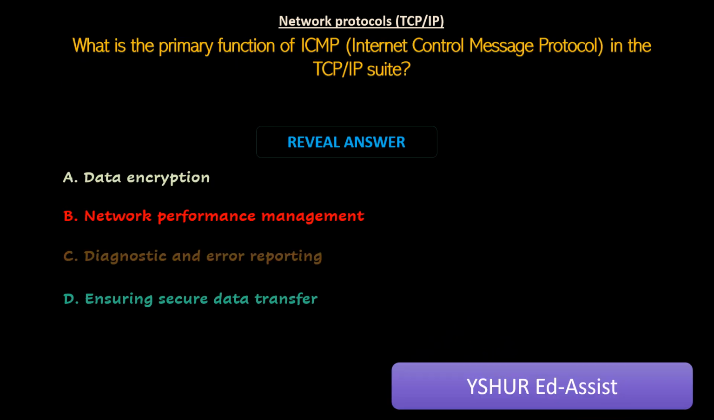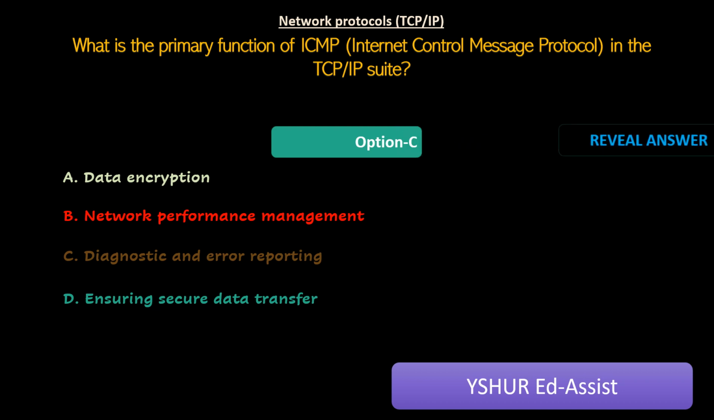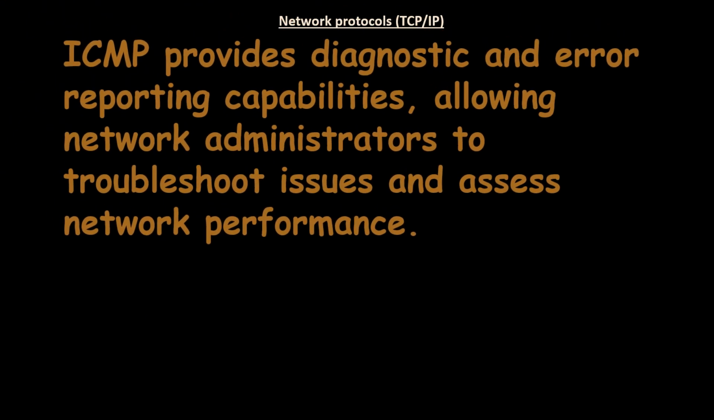What is the primary function of ICMP, Internet Control Message Protocol, in the TCP/IP suite? A. Data encryption. B. Network performance management. C. Diagnostic and error reporting. D. Ensuring secure data transfer. ICMP provides diagnostic and error reporting capabilities, allowing network administrators to troubleshoot issues and assess network performance.